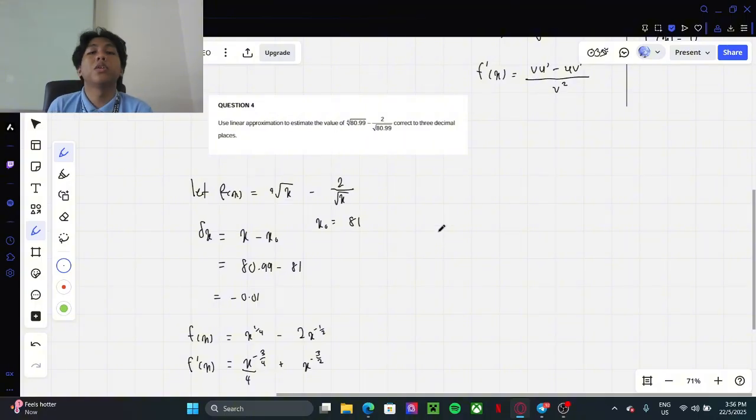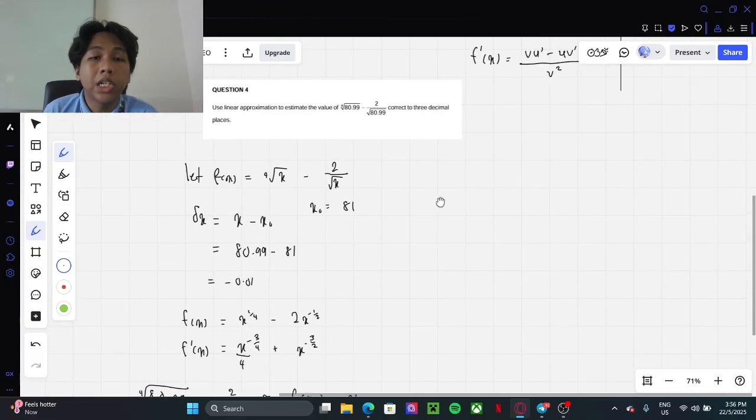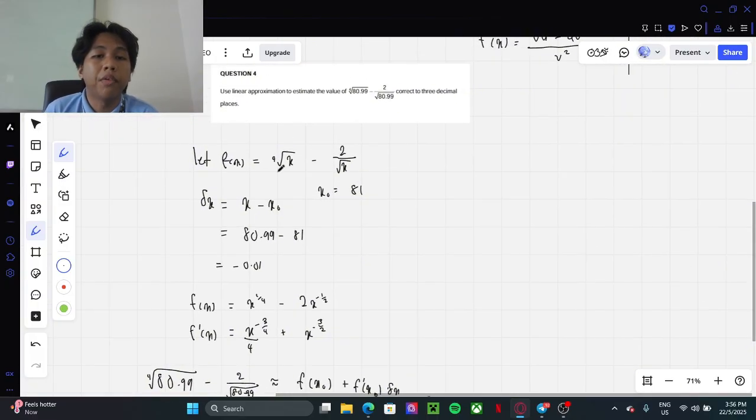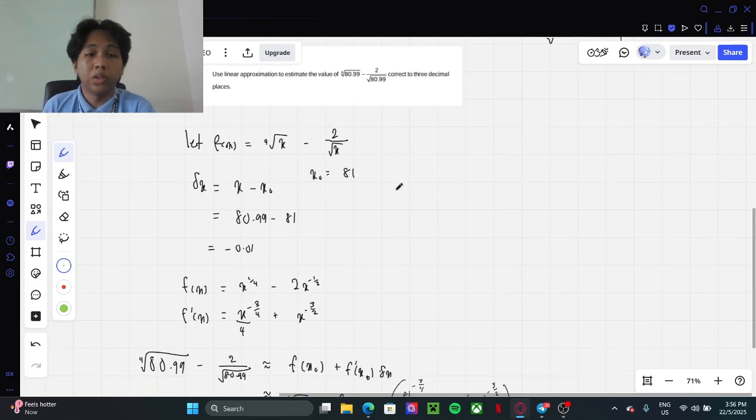Use linear approximation to estimate the value of the fourth root of 80.99 minus 2 over the square root of 80.99, correct to 3 decimal places. So first we have to let f of x equal to fourth root of x minus 2 over the square root of x. So now we have to find the delta x, which is the differentials.